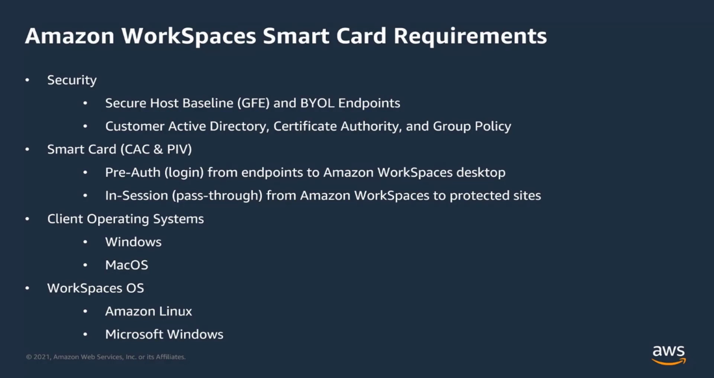The next piece of Amazon Workspace configuration is the client operating system component. While Workspaces in general supports almost every operating system you may use, CAC and PIV pass-through and smart card pass-through is limited to just Windows currently, as well as our Macintosh OS. The remote workspace operating system is also limited to just Amazon Linux and Microsoft Windows.